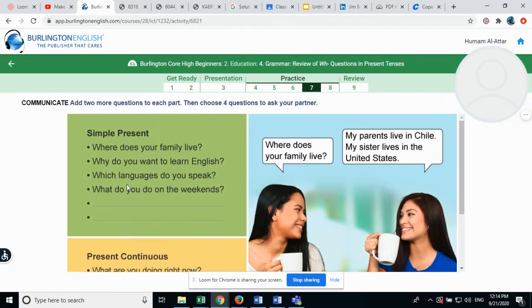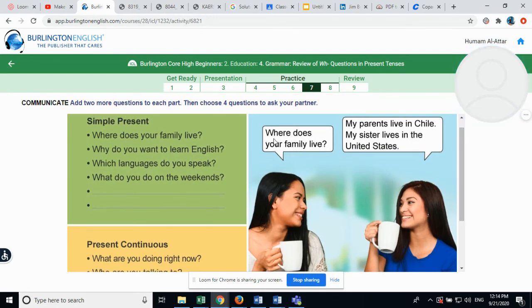After you added the questions, you have to choose four questions. You have to choose four questions to ask your partner, your friend, your husband, your wife, whoever is practicing with you, like these two girls.